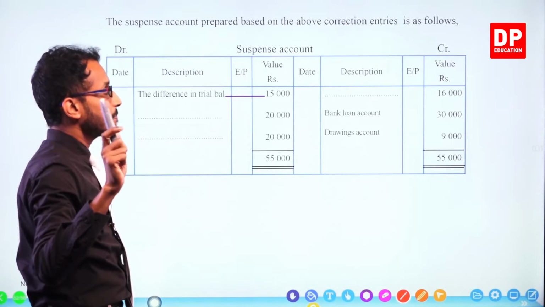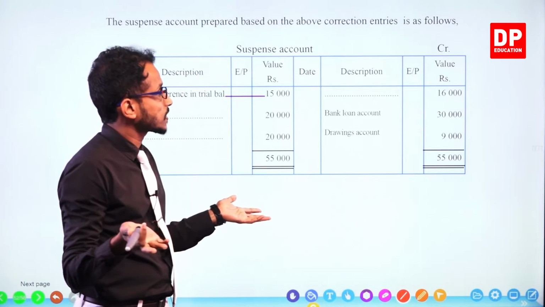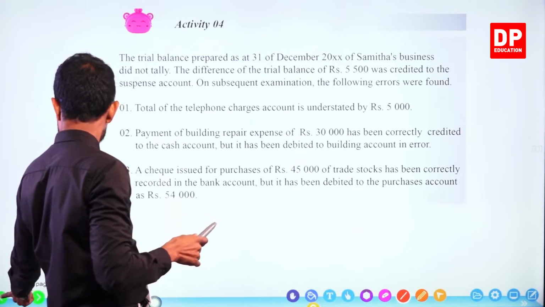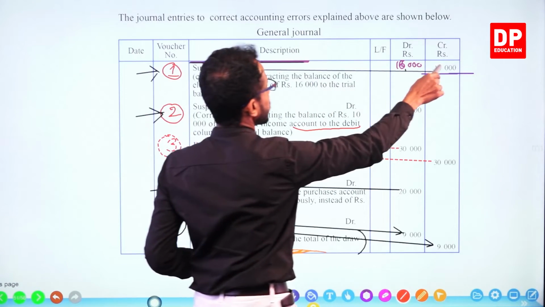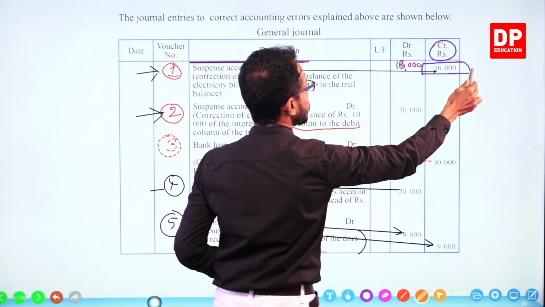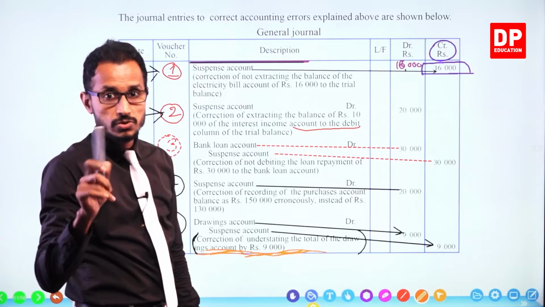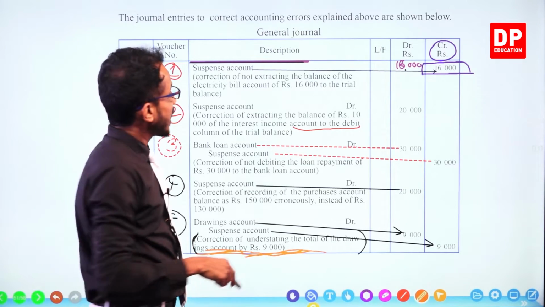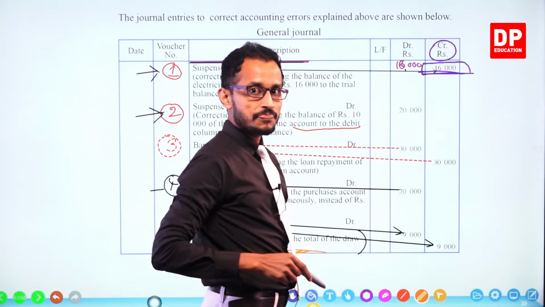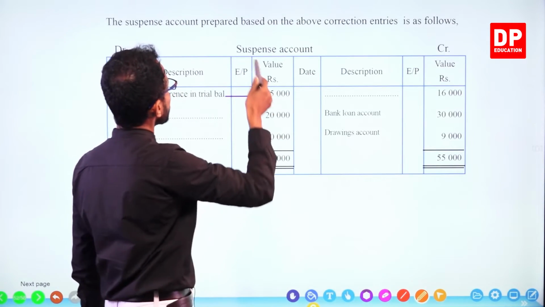Remember, some students think that because it is credit in the general journal, the suspense account you must debit. There are students who think likewise, but it's wrong. If the suspense account is credited in the double entry, the journal entry, then in the T account the suspense account also must be credited.